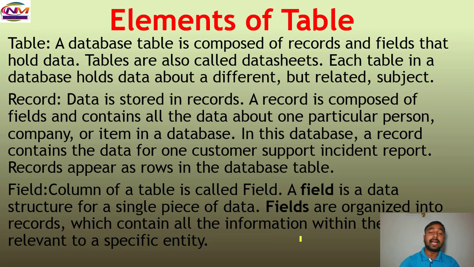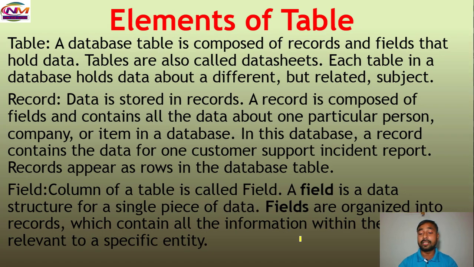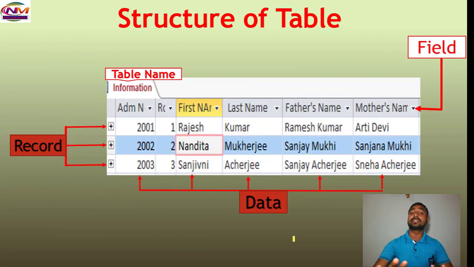Elements of a table. As we have seen earlier, the components of a table. Right now we have stored all those data. I have shown right now, practically you have not done it, but I have shown how data is stored in the structure of a table. Now we have to know what the elements of a table are. First of all, you see the structure of a table. Here in the structure of a table, you will be able to see admission number, roll number, first name, last name, father's name and mother's name.